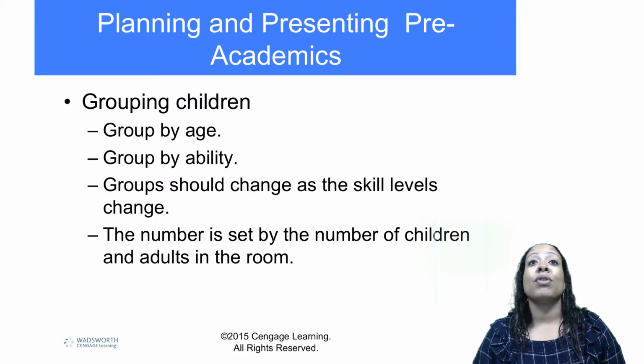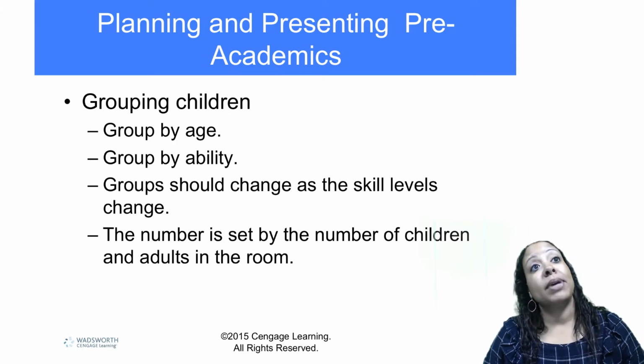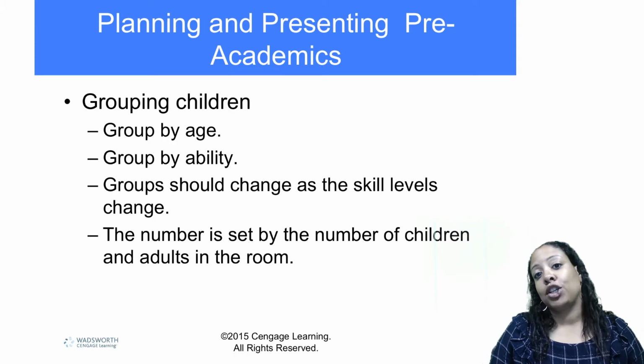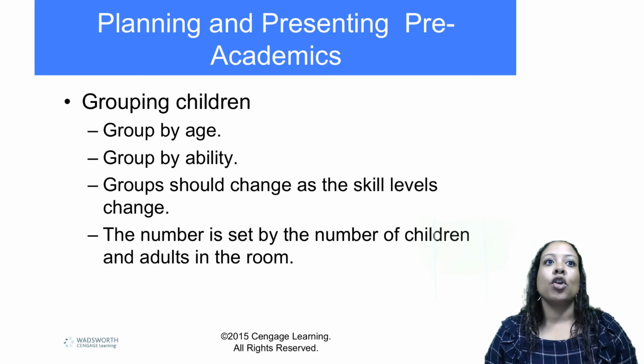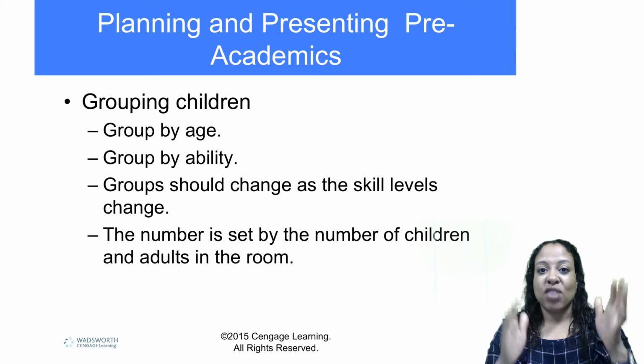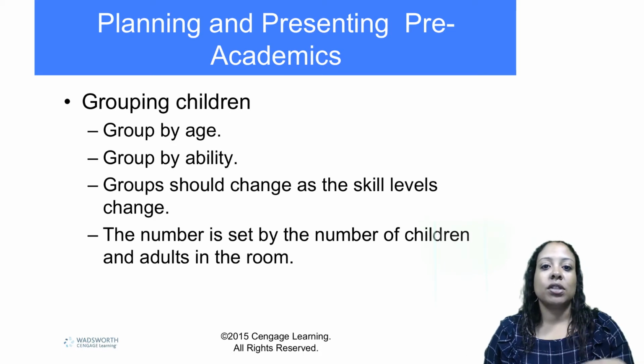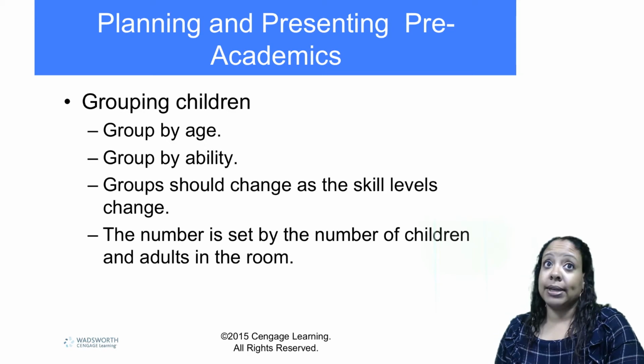Planning and presenting pre-academics. So here are some things to consider. One would be grouping children. You can group them by age. You can group them by ability. Groups should change as skill levels change. This is called flexible grouping, so they're not stuck in the same groups all the time. The number is set by the number of children and adults in the room, so keeping that ratio consistent.